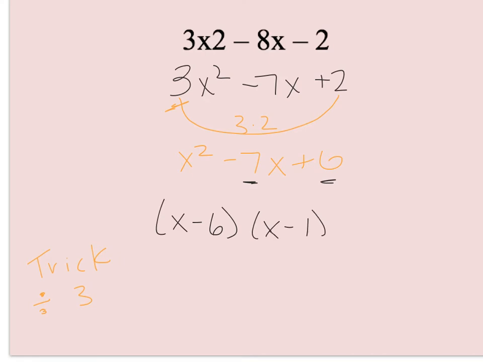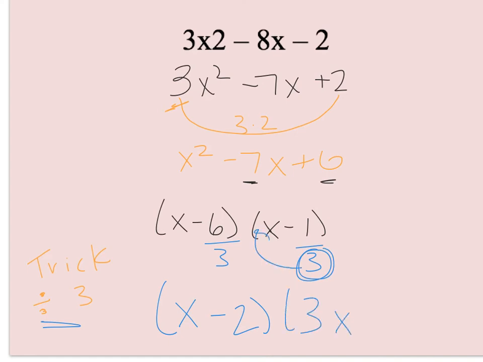You can't help me right now, sweetheart. And now I have to do my trick, and I have to bring back my 3. So I have to divide by 3. So I'm going to divide both these by 3. This first one becomes x minus 2 because 6 divided by 3 is 2. This cannot divide, so I bring that out in front. And I have my 3x minus 1. And then I go, tricky.